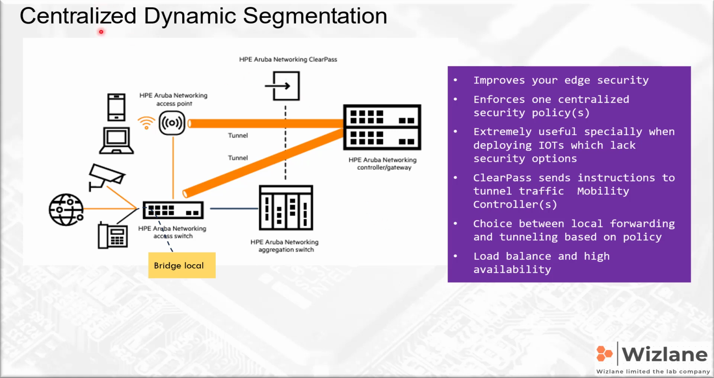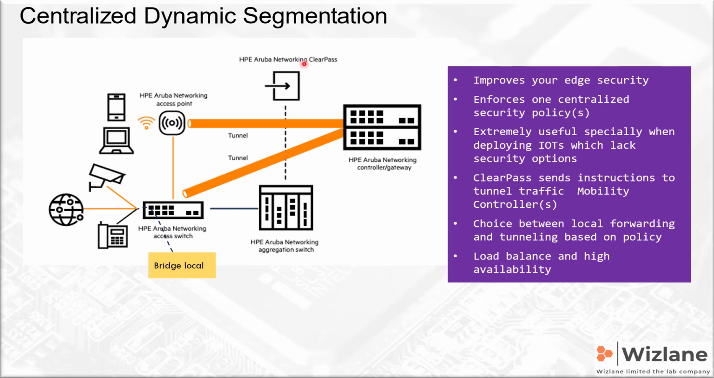So centralized dynamic segmentation, again, is simply a tunnel, but it's a little bit more than that. The tunnel can be either from a switch, which is the focus of this video, or from an access point. Access points traditionally form a tunnel or tunnels to the controller or to the gateway. And then we have the ClearPass that will be able to send instructions on what to do.